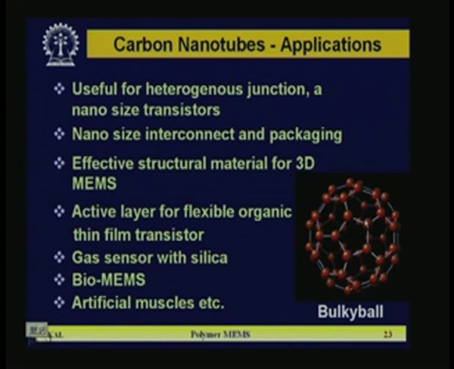Its applications are enormous. It is useful for heterogeneous junctions in nano size transistors, because nano electronics is also coming in future, and a lot of research is going on in nano devices. So, you can make heterogeneous junction nano size transistors using carbon nanotubes. Nano size interconnect and packaging is also possible. It is an effective structural material for 3D MEMS, an active layer for flexible organic thin film transistors, a gas sensor with silica, with enormous applications in bio-MEMS, and you can create artificial muscle with the help of carbon nanotubes.